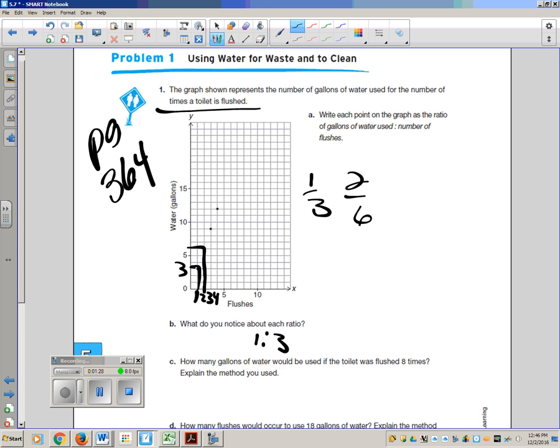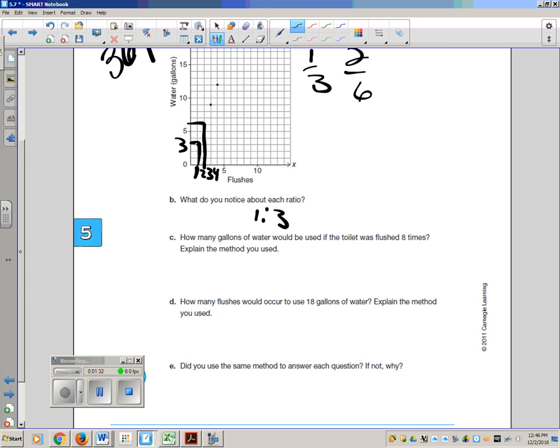How many gallons of water would be used if the toilet was flushed 8 times? Well, if it's flushed that many times, you probably need to go to the doctor. All right, so one flush. This is your flush. This is your gallon. It's hard to stay calm about this one.